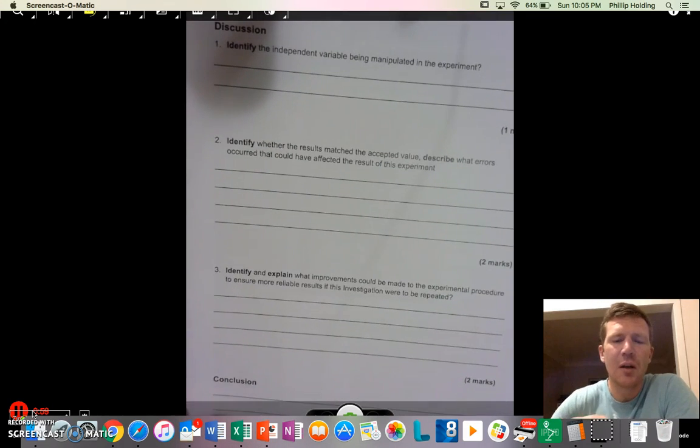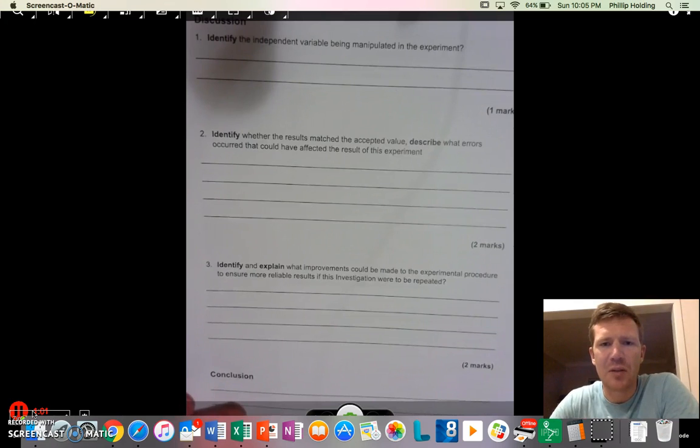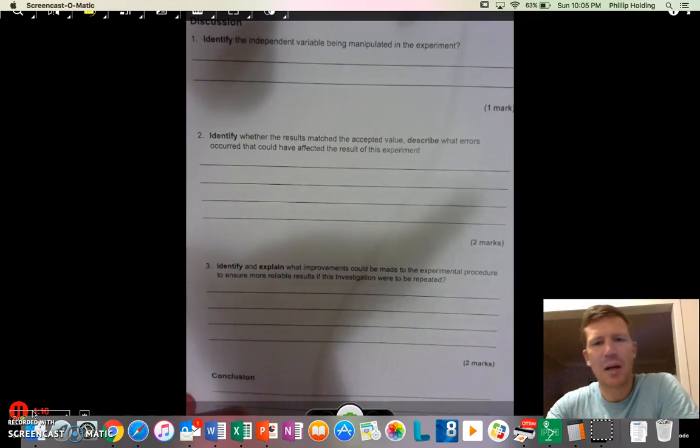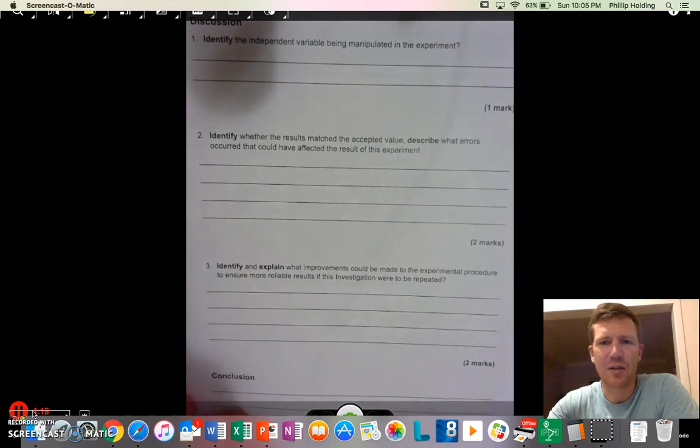The second one is identify whether the results match the accepted value. That's the first part of the question. Did the resistance you got for resistor number 1, resistor number 2, and resistor number 3 match the accepted values that your teacher gave you, that I gave you? First of all, yes or no. So you could say number 1 did, number 2 didn't, number 3 did, or whatever you find.